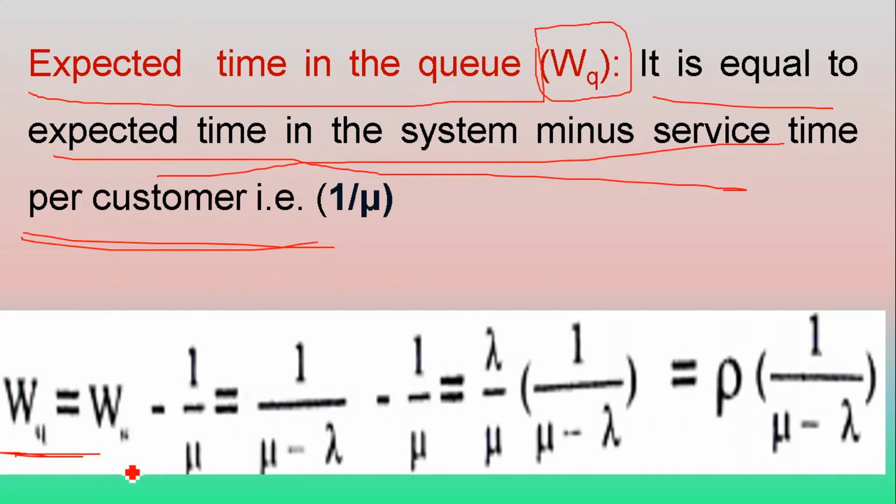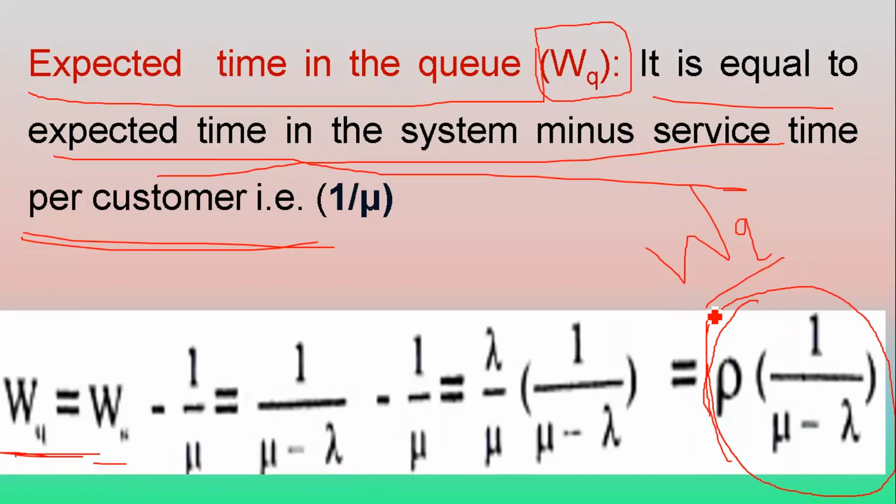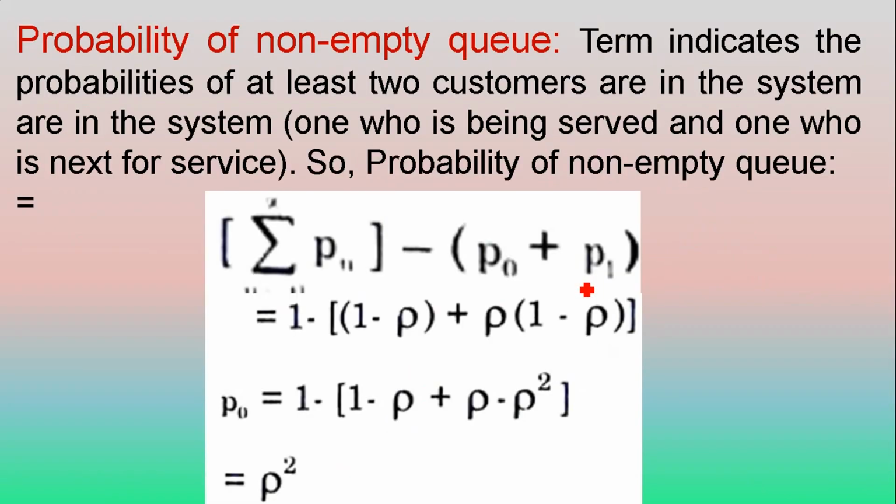WQ is equal to WS minus 1 upon mu, which is 1 minus lambda by 1 by mu minus lambda minus 1 by mu, and that final formula will be rho into 1 by mu minus lambda, or we can say rho by mu minus lambda. That will be the final formula for WQ, that is expected time in the queue, right? That is another formula. Then probability of non-empty queue.